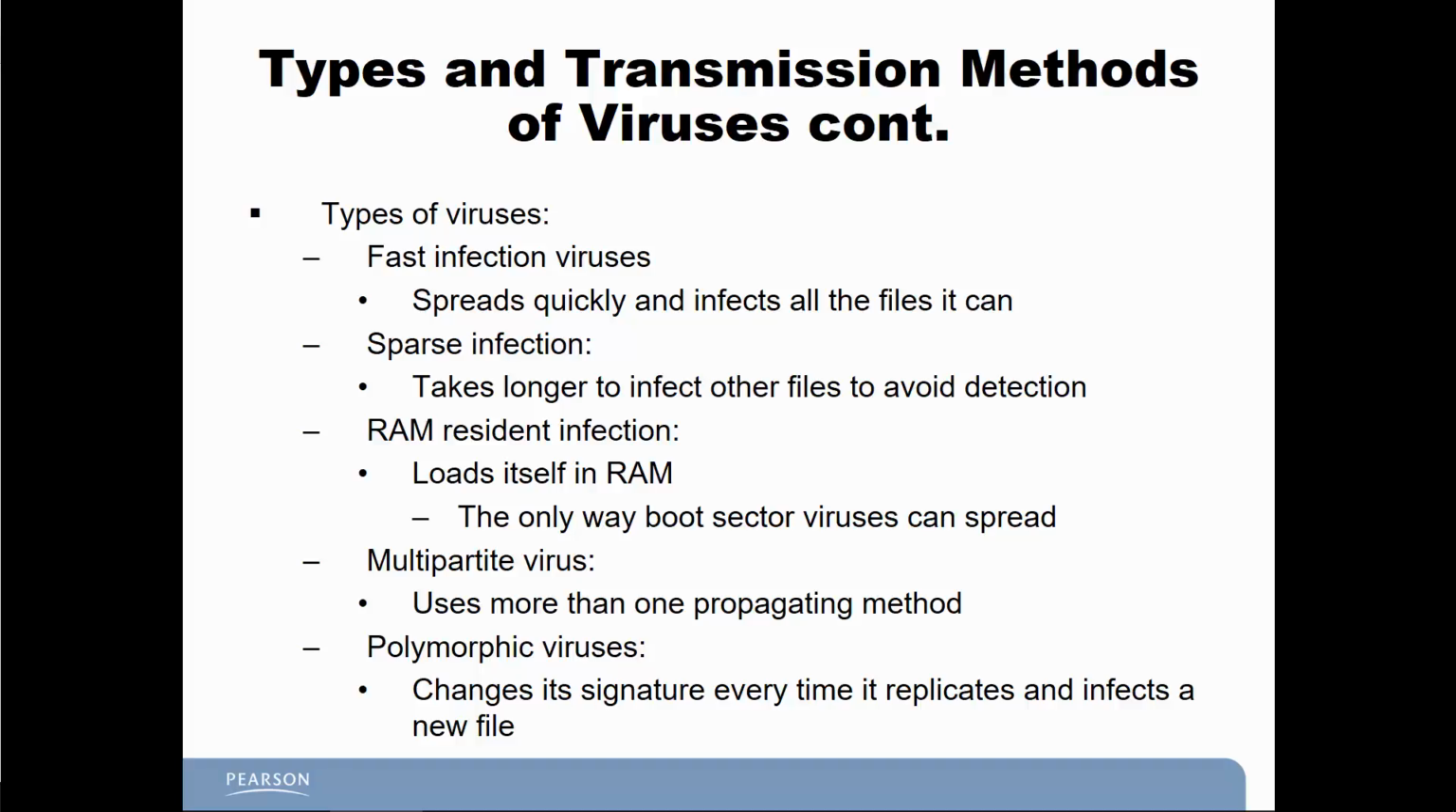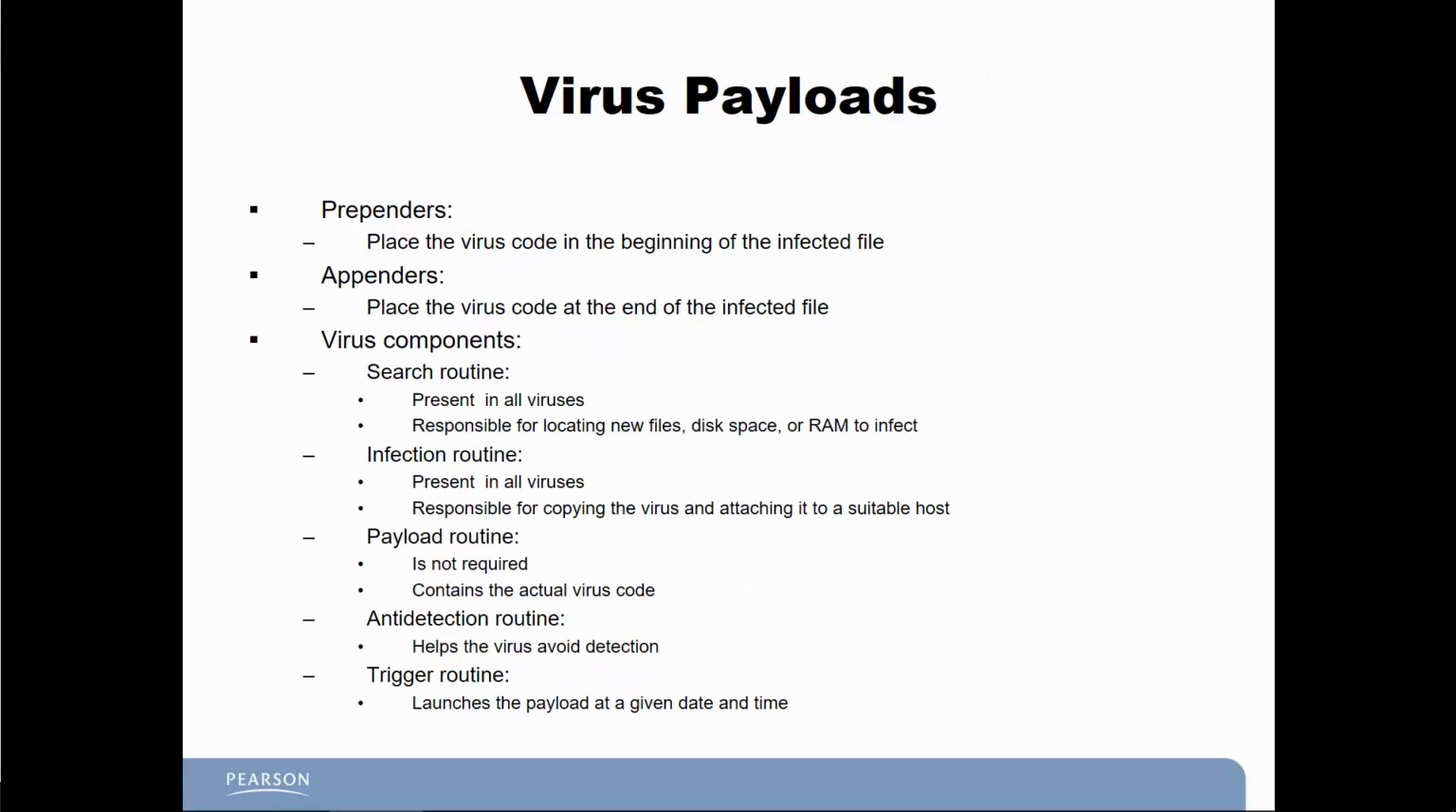Like a polymorphic virus, it can change its signature as it replicates. That way it changes as it goes from one file to another or from one host to another. And that might be different from a fast infection, because a fast infection is not really worried about changing its signatures, it's more worried about spreading quicker. So the interesting thing here is actually more about the virus payload.